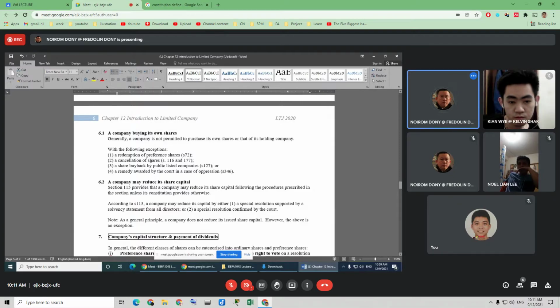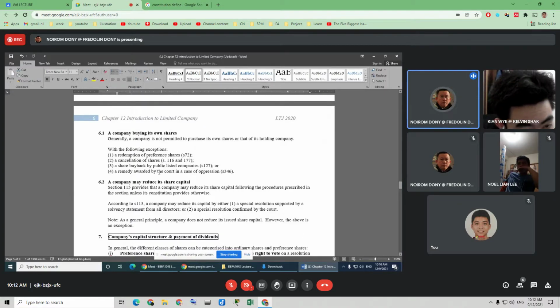Cancellation of shares, meaning we are canceling the share. We don't want the share to be held by too many shareholders, and the company decided to cancel the share. So this is permitted. A share buyback by a public listed company or a remedy awarded. If it's a public listed company, they can buy back the share, right?